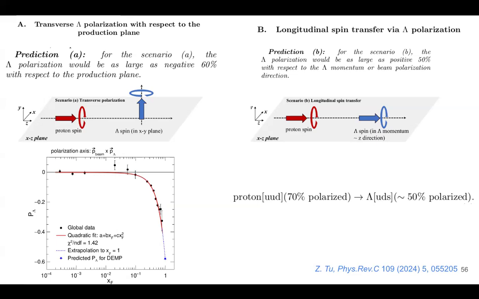There is another hypothesis, that the lambda is really getting the spin from the proton spin. This is the scenario which is called spin transfer. In the spin transfer case, you expect about a 50% polarization. Why, you might ask? The reason is very simple. You get a proton that is 70% polarized. That's just from the EIC specs. And then the lambda carries most of the quark content of the proton except the strange quark. So you can estimate what polarization dilution you will get, and you get a 50% dilution.